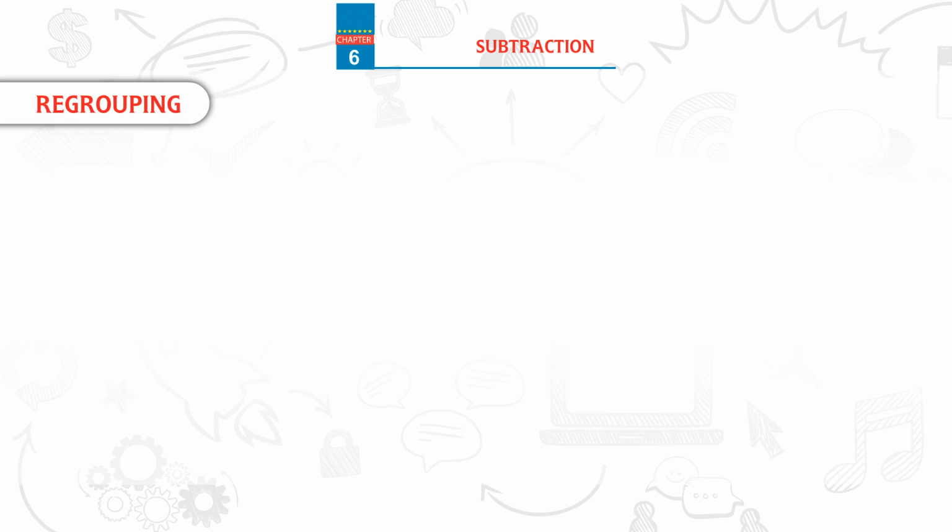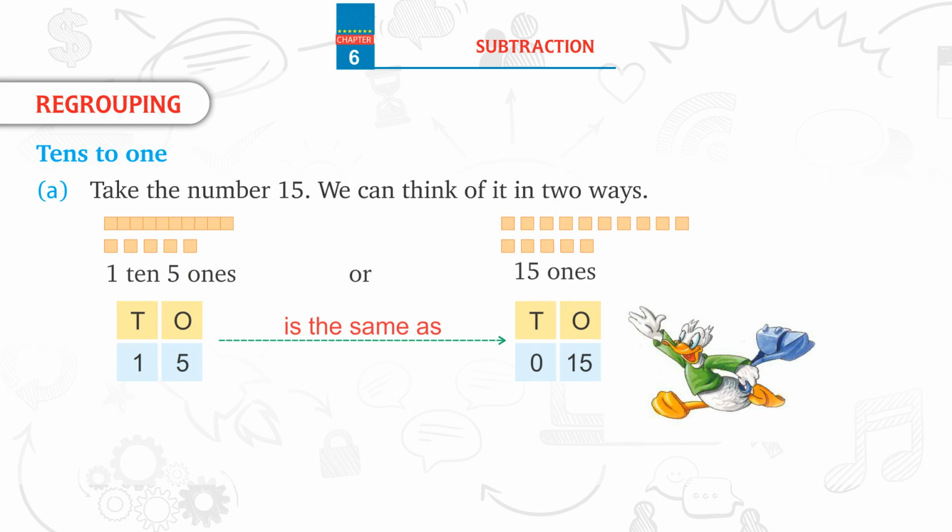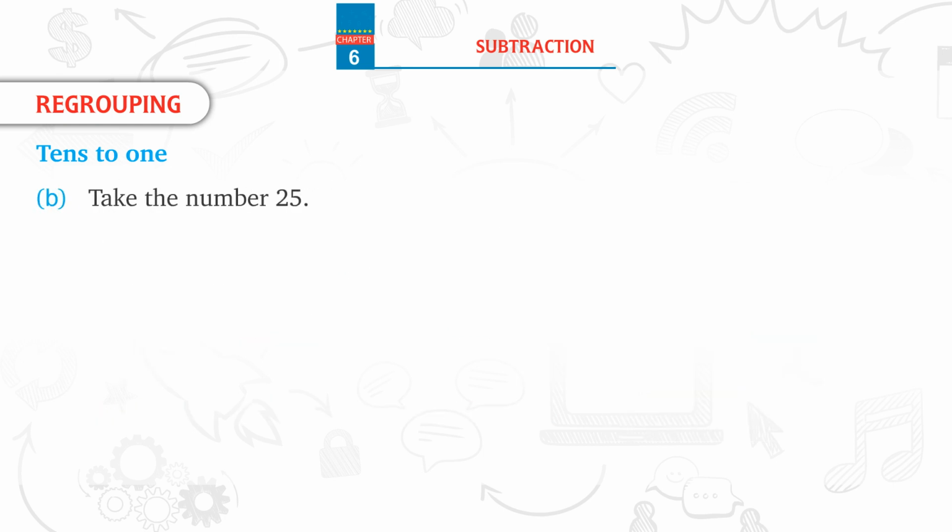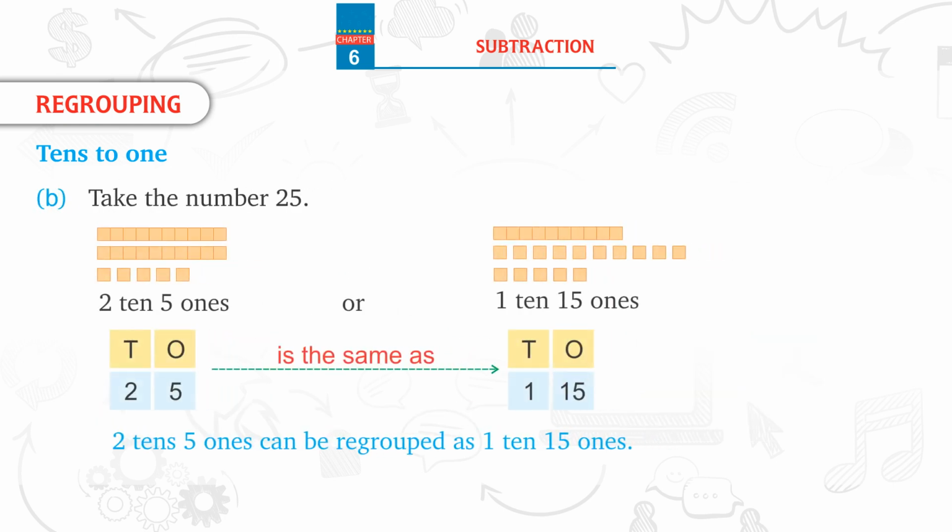Regrouping. Tens to ones. A. Take the number 15. We can think of it in two ways. 1 ten 5 ones, 15, or the same as 15 ones. 1 ten 5 ones can be regrouped as 15 ones. B. Take the number 25. 2 tens 5 ones or 1 ten 15 ones. 2 tens 5 ones can be regrouped as 1 ten 15 ones.